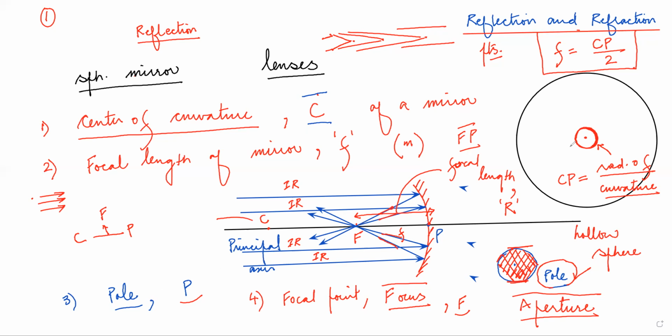Then pole, we have taken out. You can take mirror from anywhere. The center of this is the pole, but the center of extended mirror, the sphere, is the center of curvature. Then focal point, distance between F and P, aperture, reflecting area of the mirror, that diameter. Diameter is the aperture, pole, everything we have done. For small aperture mirror, F is equal to CP by 2.